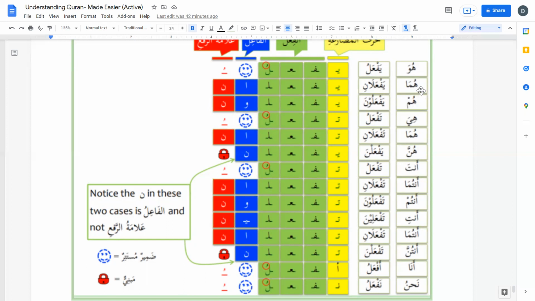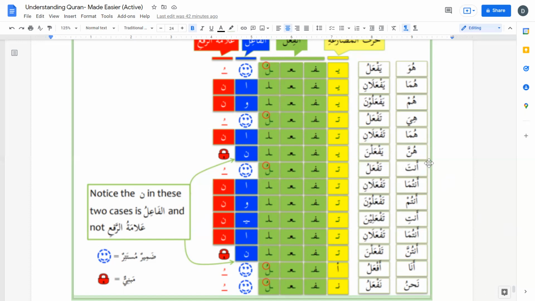And for those that end in noon, the presence of noon tells us that it is in rafa form or regular form. So the presence of noon in these types of fi'l mudari tells us that these are regular ones.